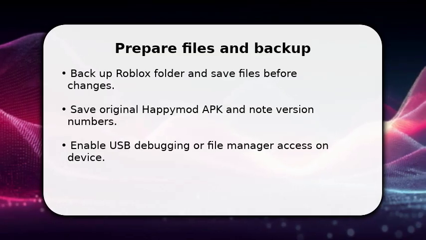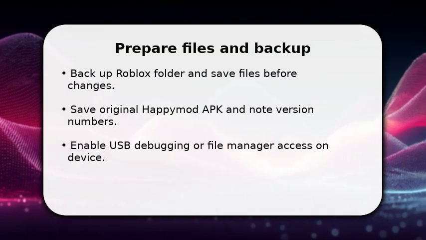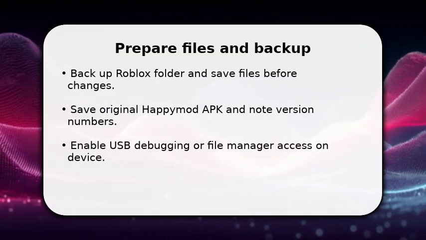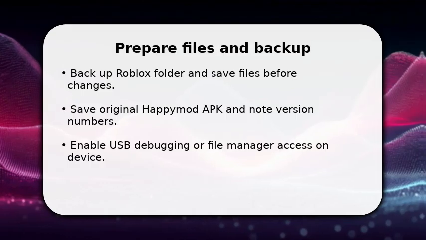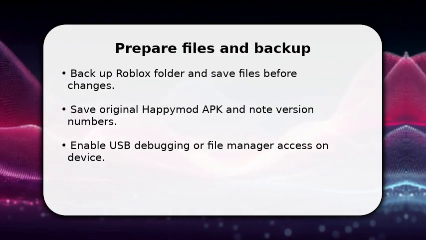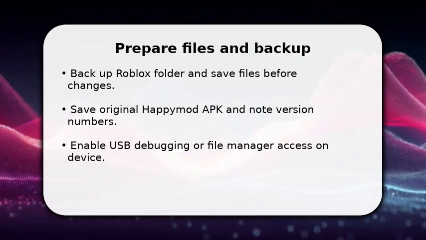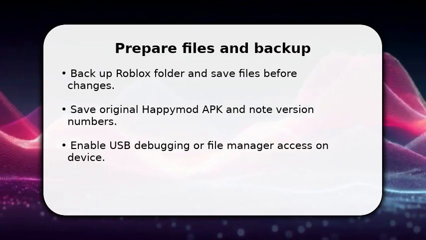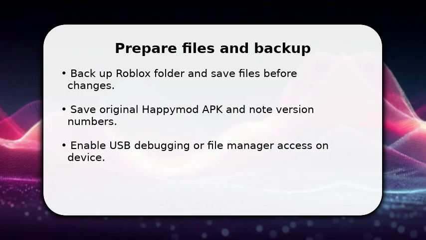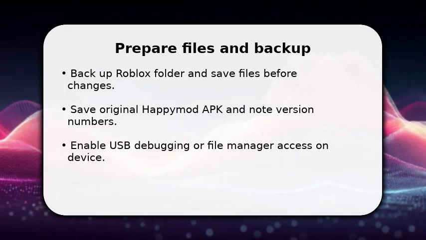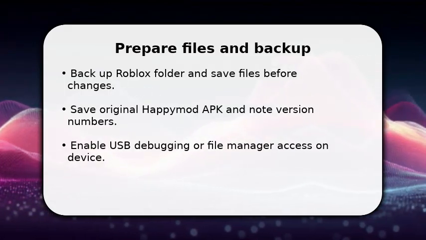You start by securing what matters. Back up the Roblox app data and the Happymod APK so you can revert if needed. Once done, confirm the exact versions, because mismatched builds cause upgrade failures, and enable file access on your device so you can replace files cleanly. You want a stable baseline. This prevents corrupt installs and preserves progress.